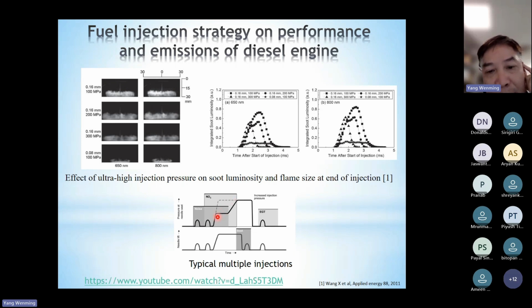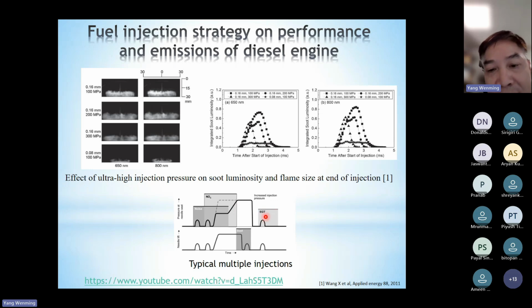And usually the NOx emissions are formed in this duration, because a lot of premixed combustion occurs here. So the temperature has the highest value, and under these conditions, a lot of NOx emissions will be produced.